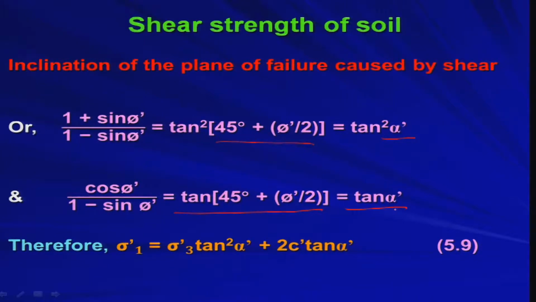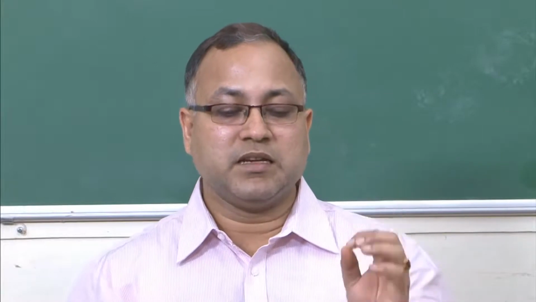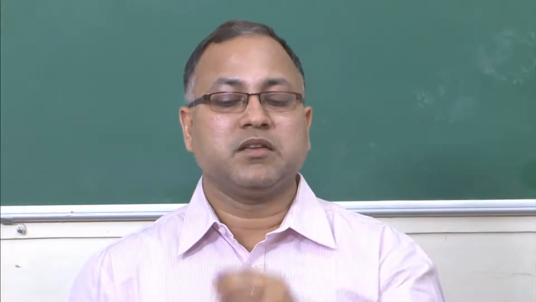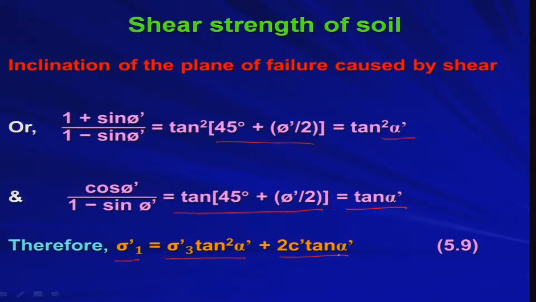Therefore, the relation we got in equation 5.8 becomes sigma 1 is equal to sigma 3 tan square alpha plus 2c tan alpha. So, this is the relation. This is your Mohr Coulomb failure criteria. The Mohr Coulomb failure criteria says sigma 1 is equal to sigma 3 tan square alpha plus 2c tan alpha.